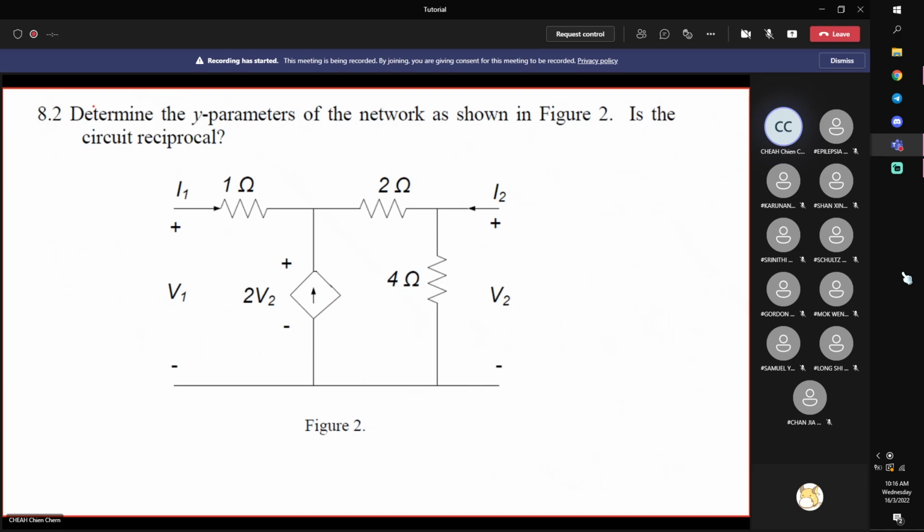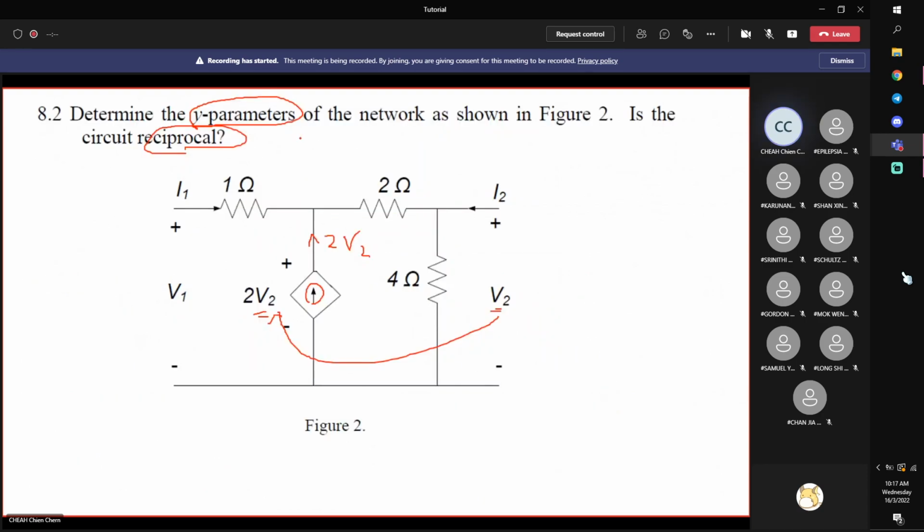Okay, let's look at question 2. Y parameters: just now Z parameters, now Y parameters. Check whether it is reciprocal. Here, be careful, there's a dependent source. This means a current source, where the current depends on V2. Whatever value is here will be amplified by 2, so this current over here will be 2V2.